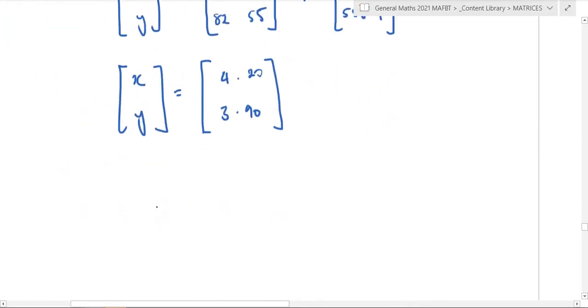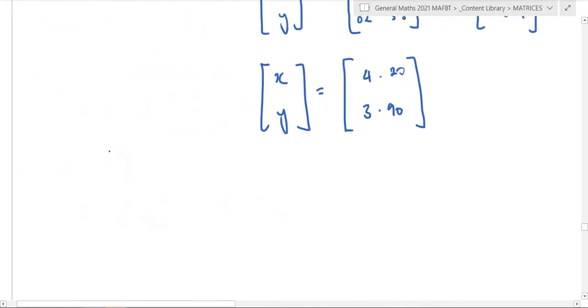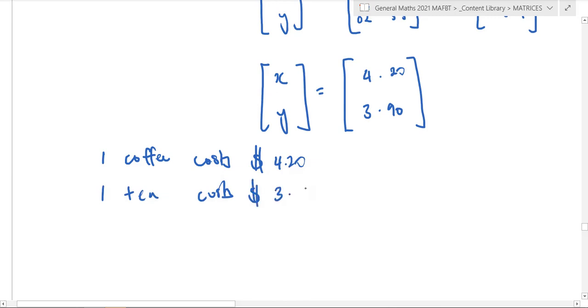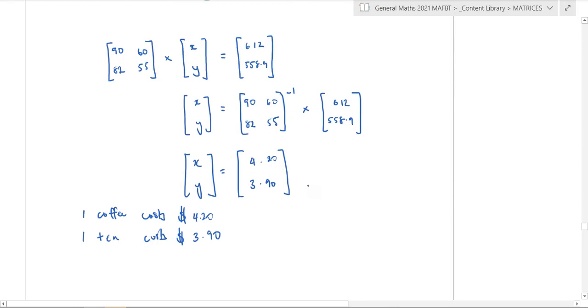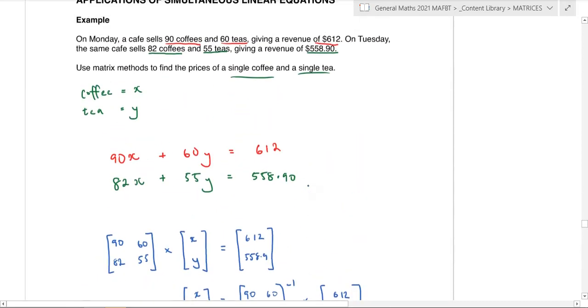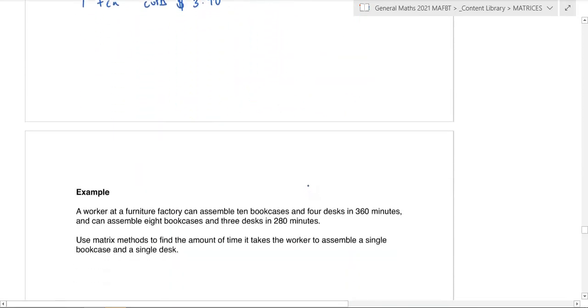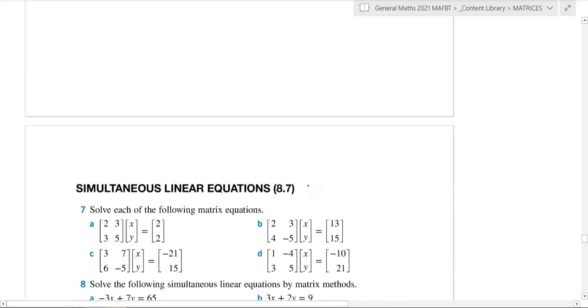So as a final answer, one coffee costs $4.20. One tea costs $3.90. And that's it. Okay, there's my final answer for that question. Nice and easy. I think there's one more example here to do, and then you get to do your questions.